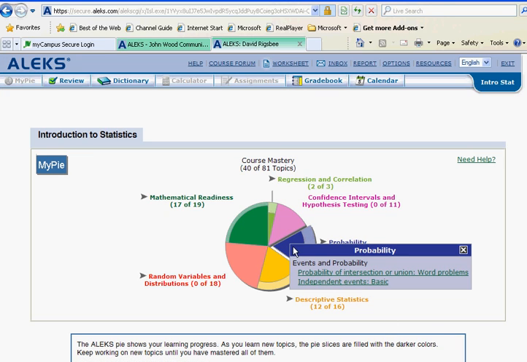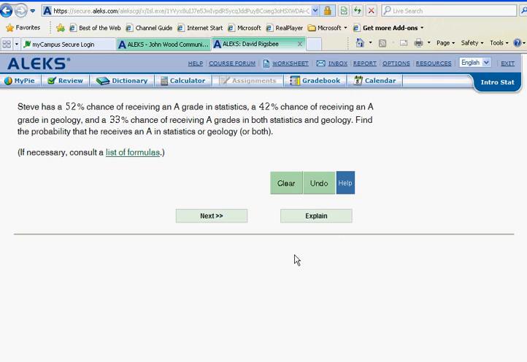Okay, in this segment, once again in the probability slice, the probability of intersection or union word problems. Of course, most students don't like word problems, and so let's go through and read this one and see what we have. Now, Steve has a 52% chance of receiving an A grade in statistics, a 42% chance of receiving an A grade in geology, and a 33% chance of receiving A grades in both statistics and geology. Find the probability.